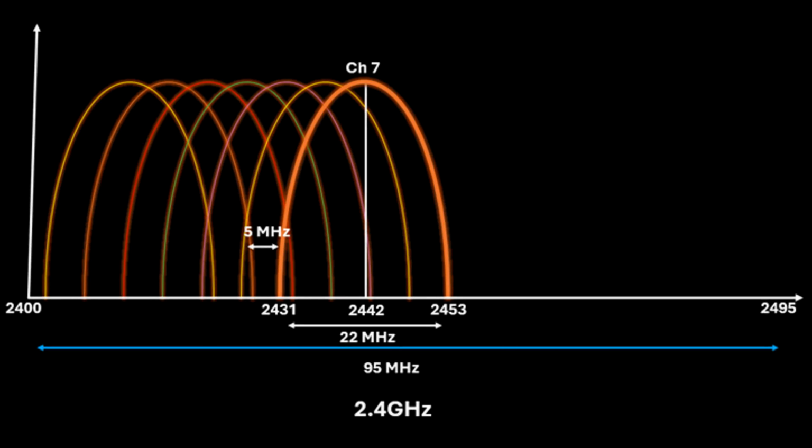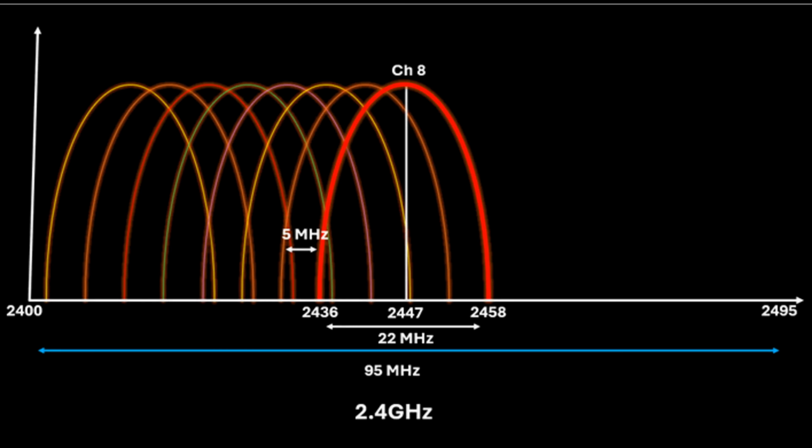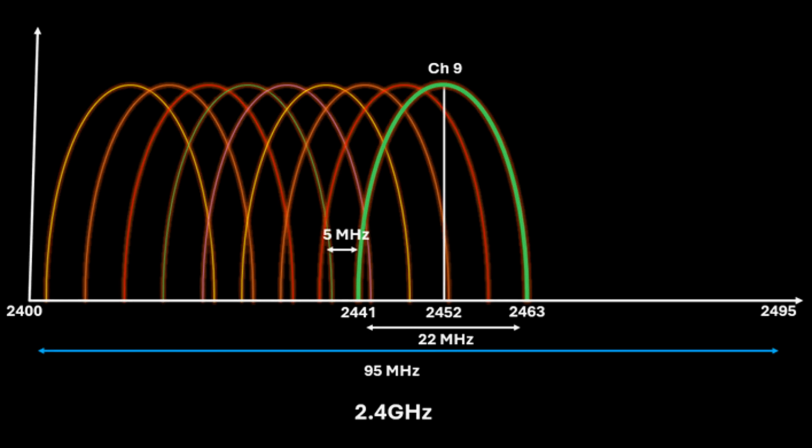Channel 7, frequency ranges from 2431 MHz to 2453 MHz with center frequency at 2442 MHz. Channel 8, frequency ranges from 2436 MHz to 2458 MHz with center frequency at 2447 MHz. Channel 9, frequency ranges from 2441 MHz to 2463 MHz with center frequency at 2452 MHz.